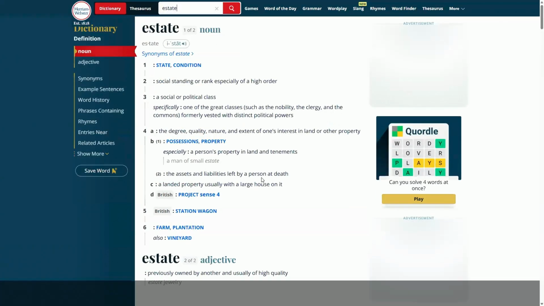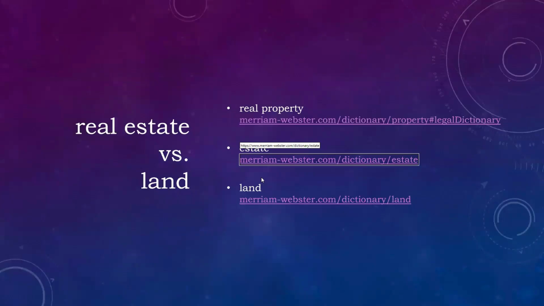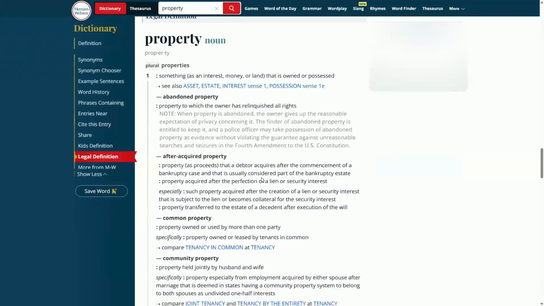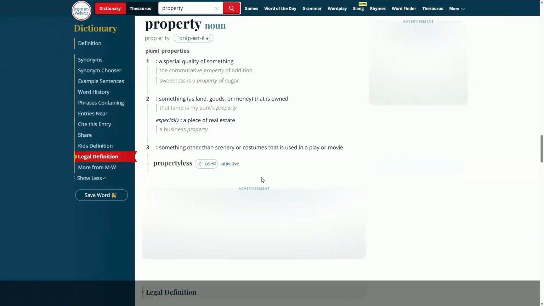Estate. We'll go to 4A, the degree, quality, nature, and extent of one's interest in land or other property. 4B1, possessions, property, especially a person's property in land and tenements, or land with a house on it. Okay, let's look at these again. Something that's owned, property. An estate is the way it's held.